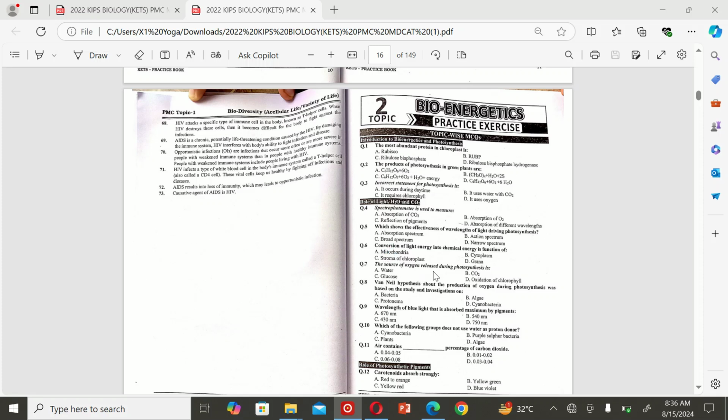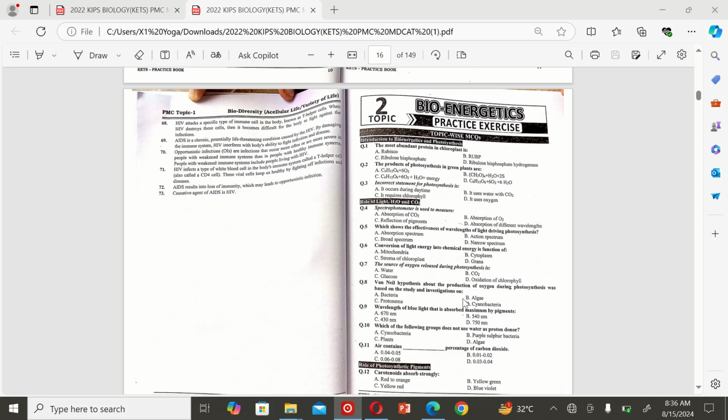The next MCQ is: the source of oxygen released during photosynthesis is A. Water, B. CO2, C. Glucose, and D. Oxidation of chlorophyll. So the correct option is A, water.